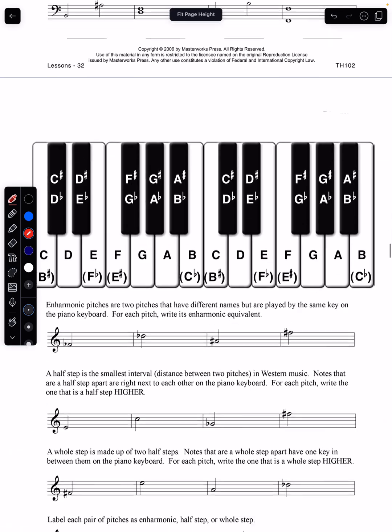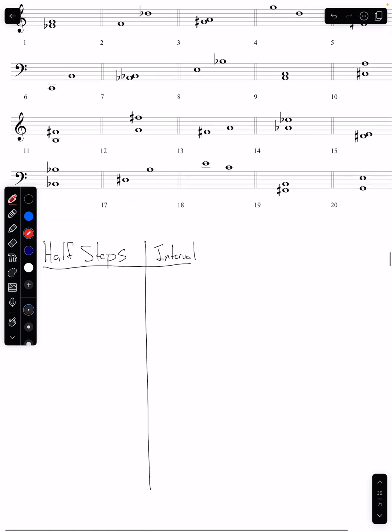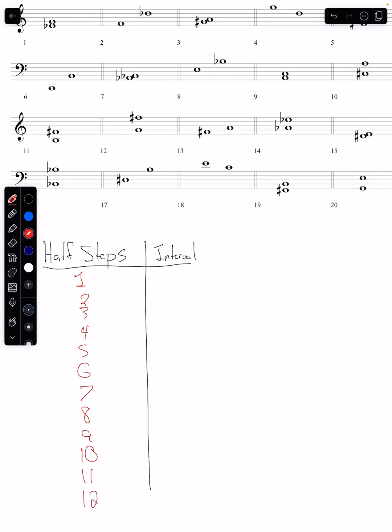So let's talk a little bit now about how this works on the keyboard and how we can count half steps, like we have in the past, to figure out what our interval is. Based on the number of half steps between our notes, just like with our half steps, whole steps, and enharmonic equivalents, we can do the same thing here. It takes 12 half steps to get to an octave. So right here, I know that 1 half step is going to be my minor second, 2 half steps is going to be my major second, a minor third is 3 half steps, and 4 half steps is a major third.